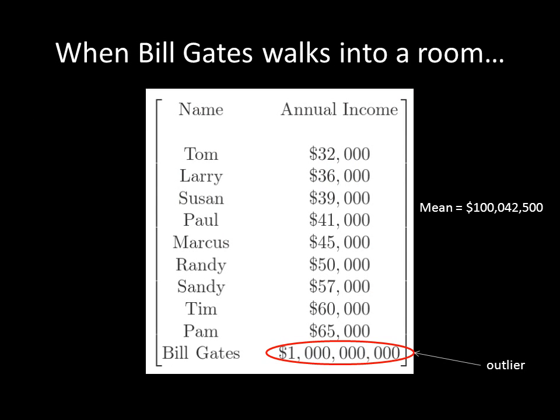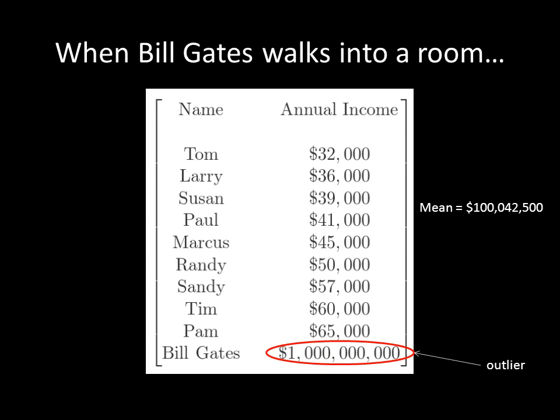Another example is the software developer Bill Gates, founder of Microsoft. He has a very high annual income, estimated at more than $1 billion. If he was to walk into a room and you were to survey annual income, you would find that Bill Gates would skew the average for the group of individuals assessed in that room.